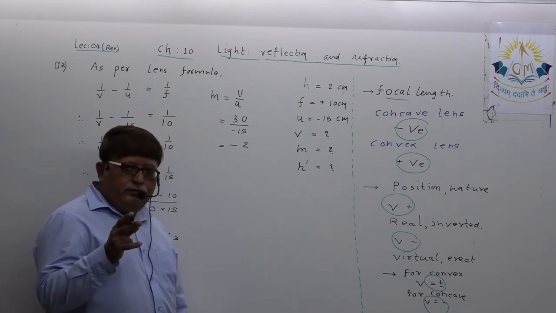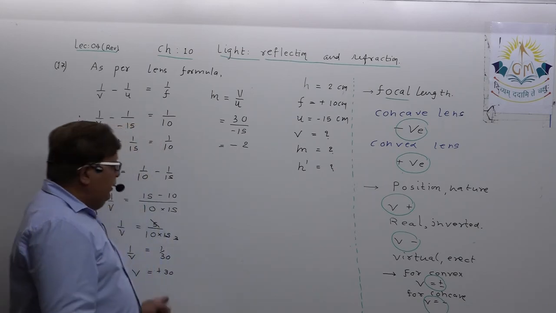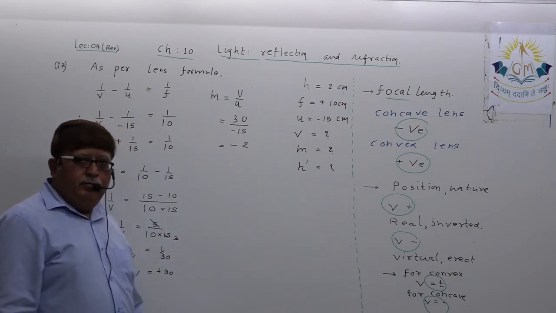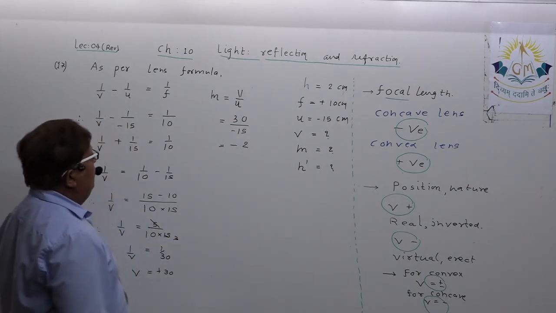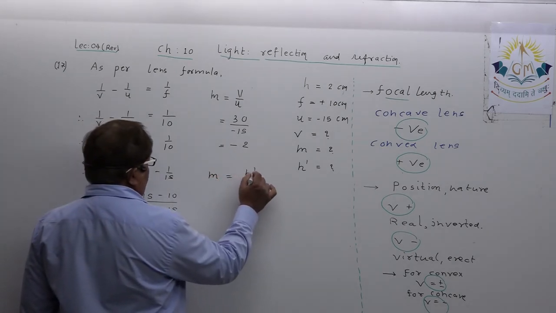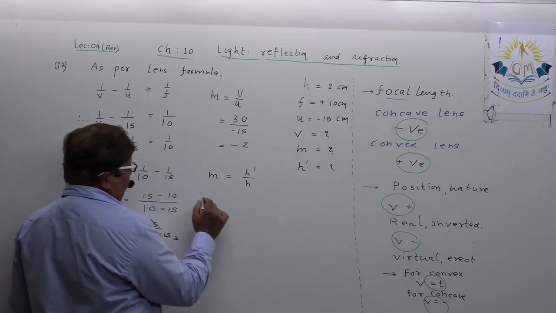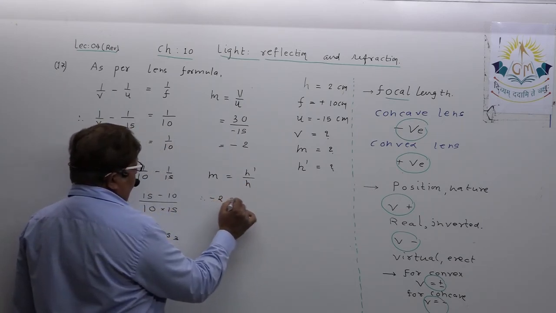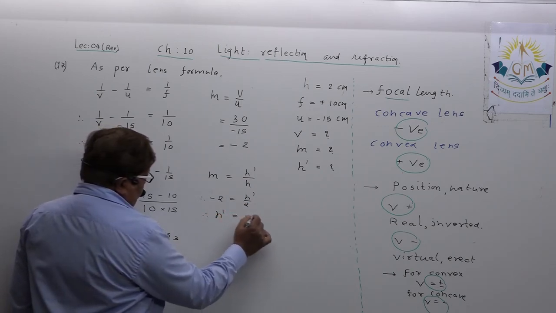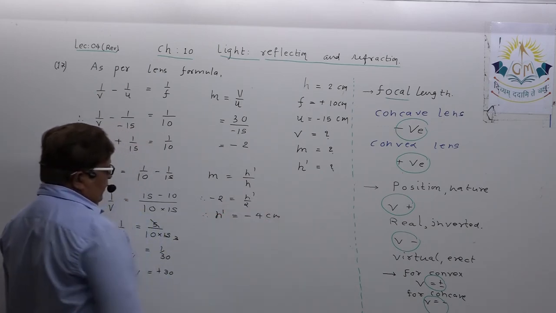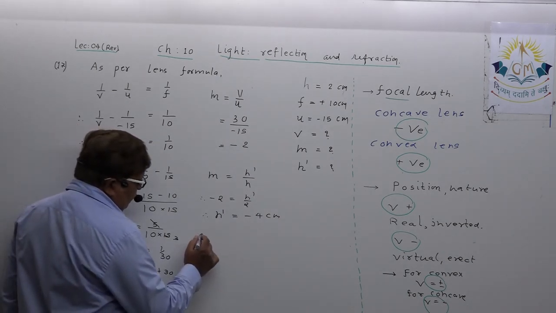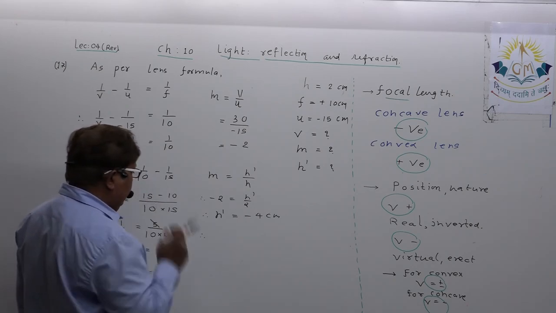Understand? In the first example, you saw V negative, M positive; V positive, M negative in case of convex lens. M you got. Now the new one, M equals H dash upon H, minus 2 equals H dash upon 2. So H dash equals minus 4 centimeters. So now, dear student, what will you write finally in your answer?